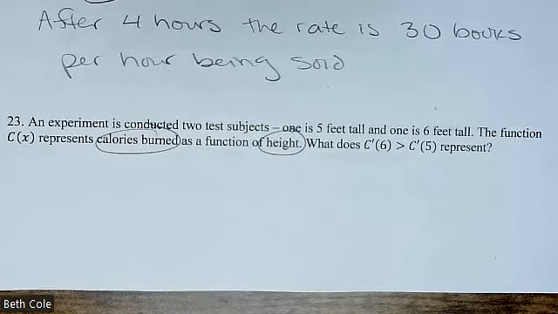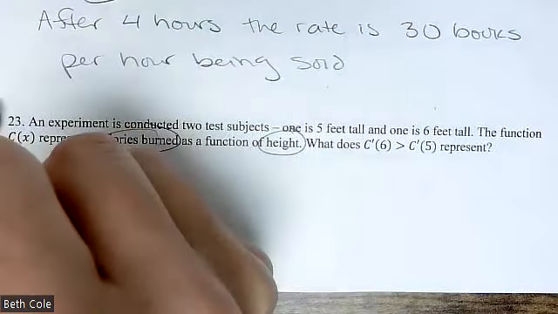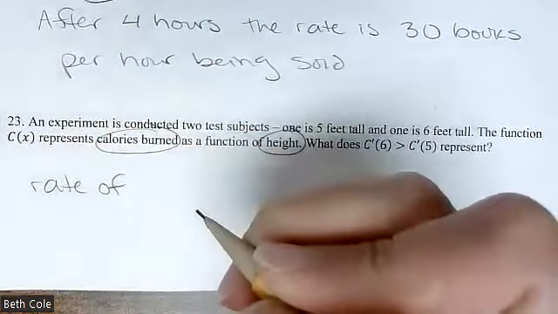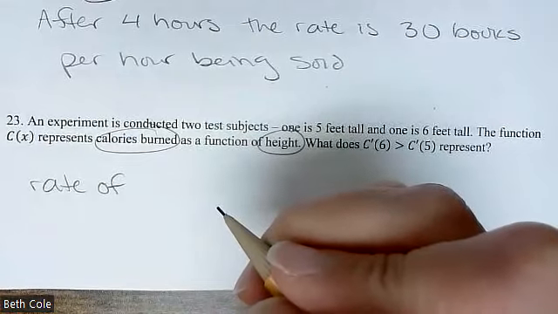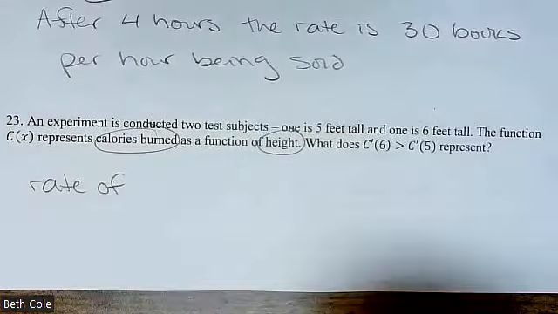So what does C prime of 6 is greater than C prime of 5 mean? I'm gonna read how I worded it here. I wanna hear what you guys think. Yeah, a 6-foot person is gonna burn more calories per hour than a 5-foot person. I wrote mine how it's worded on the test list. I'm gonna write it out this way. So rate of change, what you guys said is correct. A 6-foot person is burning more calories per hour than a 5-foot person.